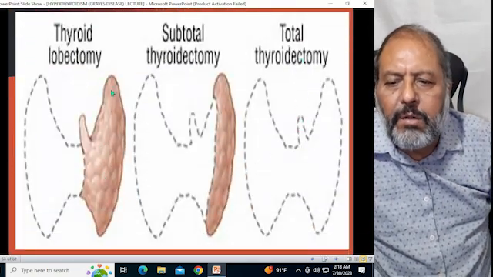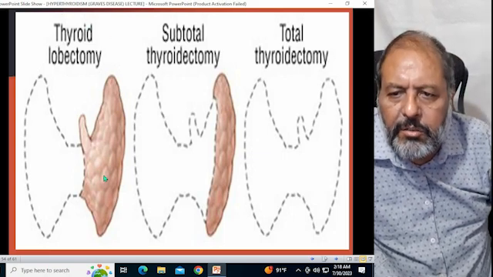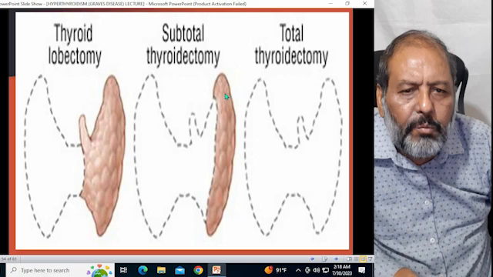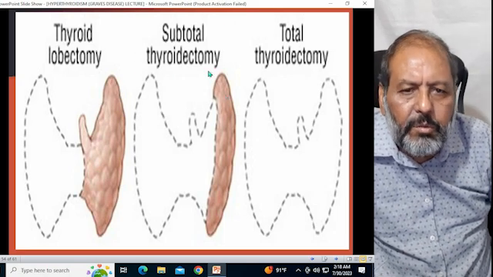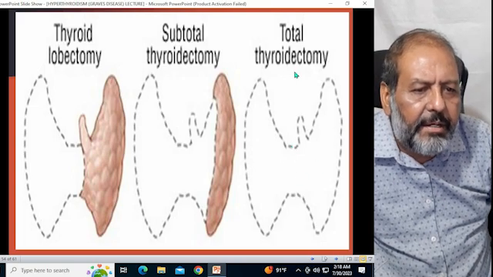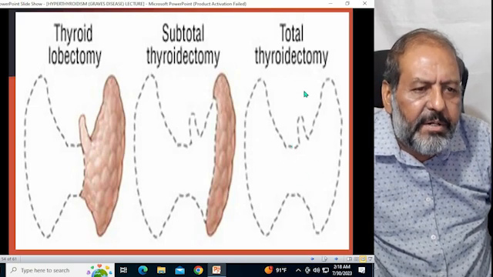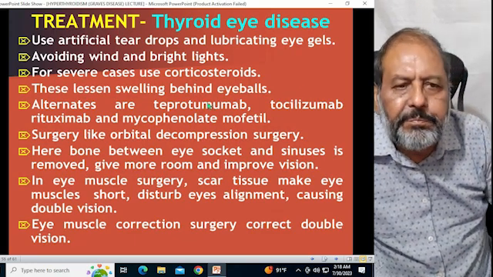Here one can see the lobe of the thyroid has been removed, so that is called thyroid lobectomy. Here the subtotal thyroid gland has been removed, so it is called subtotal thyroidectomy. And here the whole of the thyroid has been removed, so that is called total thyroidectomy.